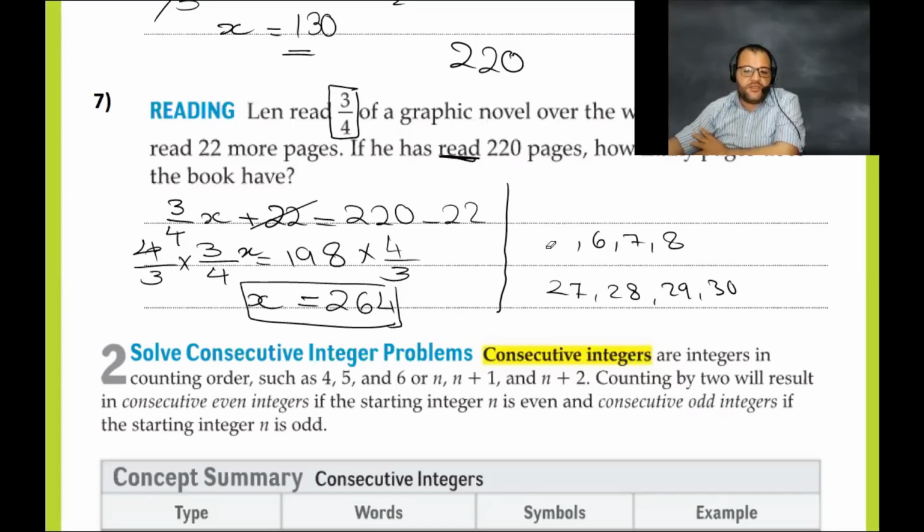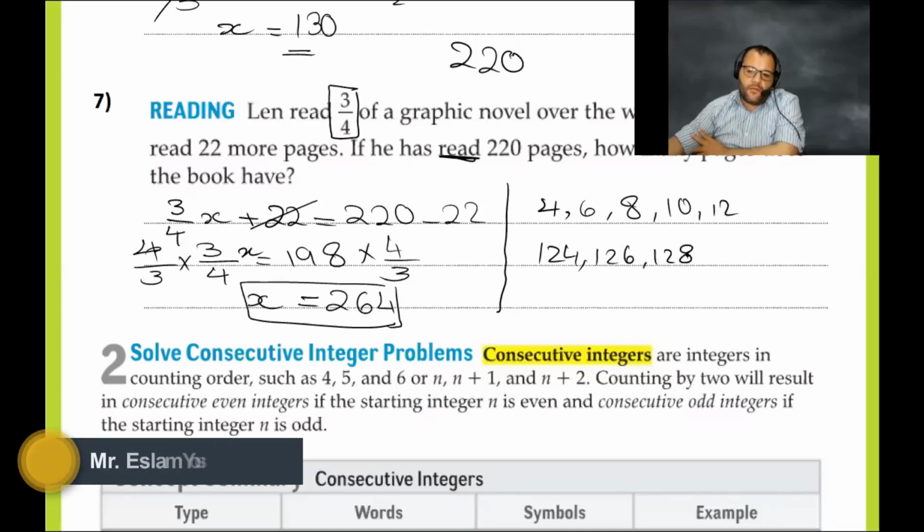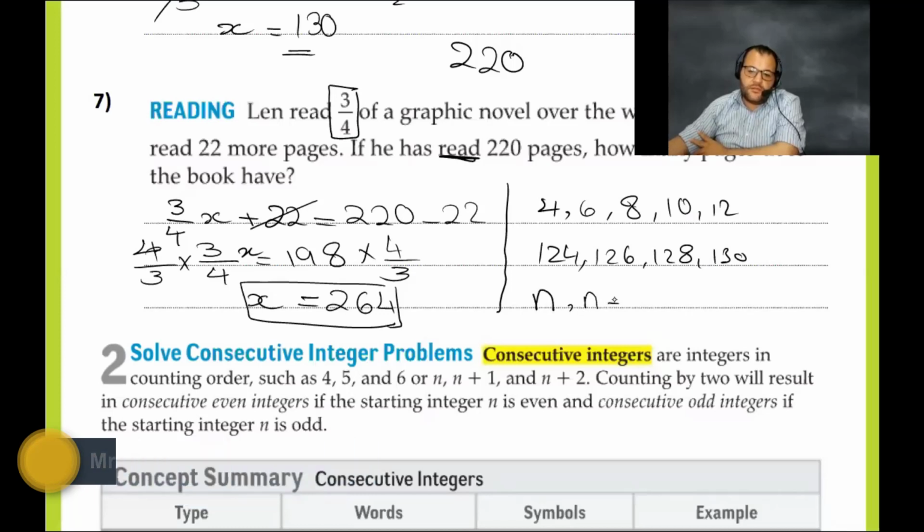What if I need the consecutive even numbers? If I start from 4, what is the next? 6, 8, 10, 12. If I start from 124, 126, 128, 130. So if I start from n, what is the next? n plus 2, n plus 4, n plus 6.